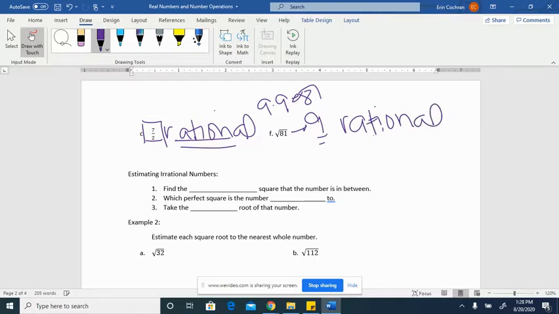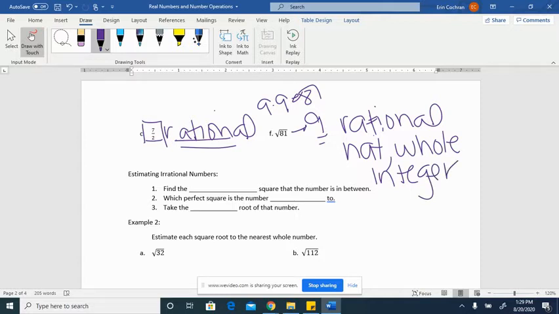Can we count to 9? Yes. So that means it would be natural. Can we count it or is it 0? Yes. So that would be a whole number. Is it a whole number or its opposite? It's a whole number, so it's also an integer.